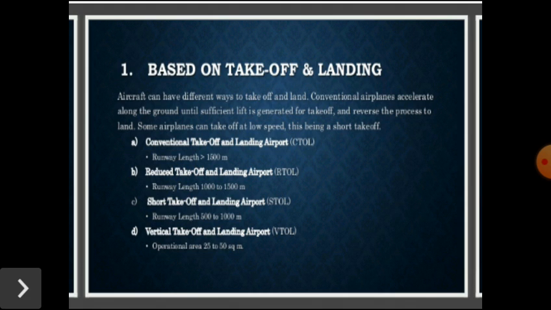Next, reduced takeoff and landing airport. In this type of airport, the runway length should be 1000 to 1500 meter. Then short takeoff and landing airport, the runway length may be from 500 to 1000 meter. And also for vertical takeoff and landing airport, the operational area will be 25 to 50 square meter only. So this is classification under the takeoff and landing basis.